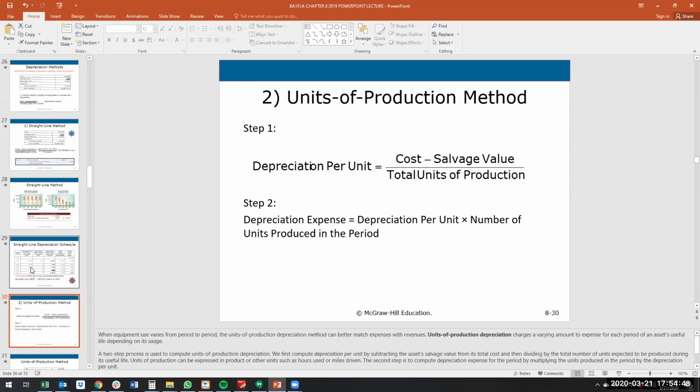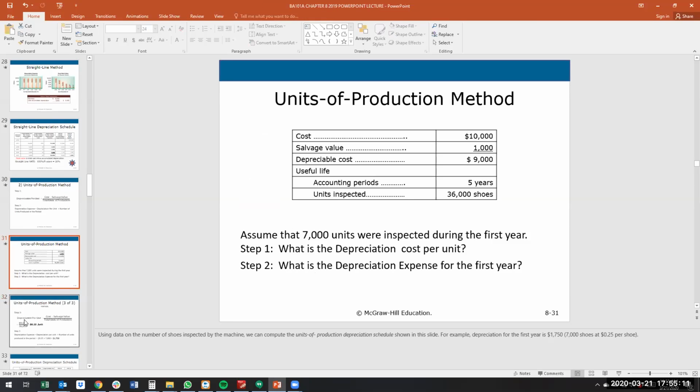Same thing with shoes. A piece of machinery might state that it can make 1,000 pairs of shoes, 1 million pairs of shoes, or good for 5 years. If you're expecting to make 1 million a year, it might make more sense to use the total units of production. And our depreciation expense is going to be just the depreciation per unit by the number of units produced. So not too complex, same calculation to figure depreciation cost per units, cost minus salvage value over the total units produced. And then we just go for it.